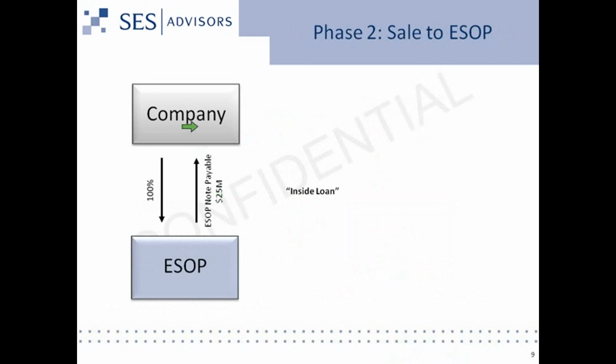It in turn lends $25 million to the ESOP, and the ESOP uses that $25 million to acquire newly issued shares from the company. There are a couple of benefits to doing the transaction this way. One is that you can structure the two loans, that is the outside loan, partly from the bank and partly from the sellers, differently from the way you structure the inside loan.